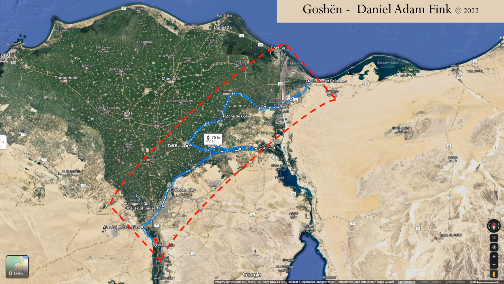Here inside of this dashed red shape, you see the region of Goshen. That was the eastern side of the Nile Delta and the place where the Nile River channel meets the Nile Delta at Cairo. Everything from Memphis next to modern Cairo all the way to the eastern side of the Nile Delta was the land of Goshen. It has many names in the Bible.